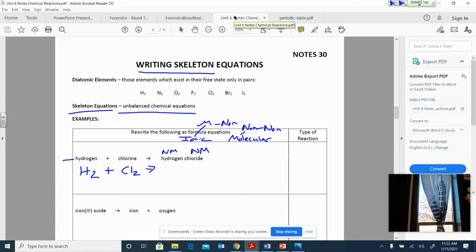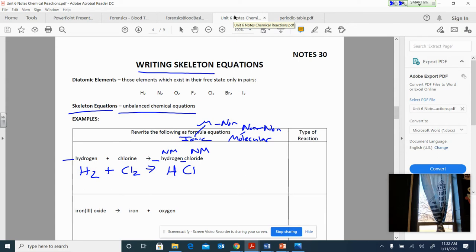So then I just use their prefixes to tell me how many of each one there are. Well, there are no prefixes. There isn't one in front of hydrogen. There isn't one in front of chlorine. So that means there's just one of them. So I have HCl, like that.